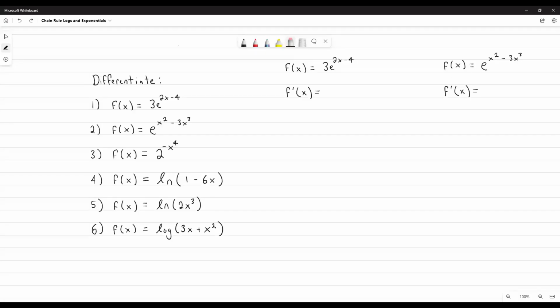All right, so we're doing more chain rule problems, this time with logs and exponentials. We'll do the exponentials first, starting with this one here.